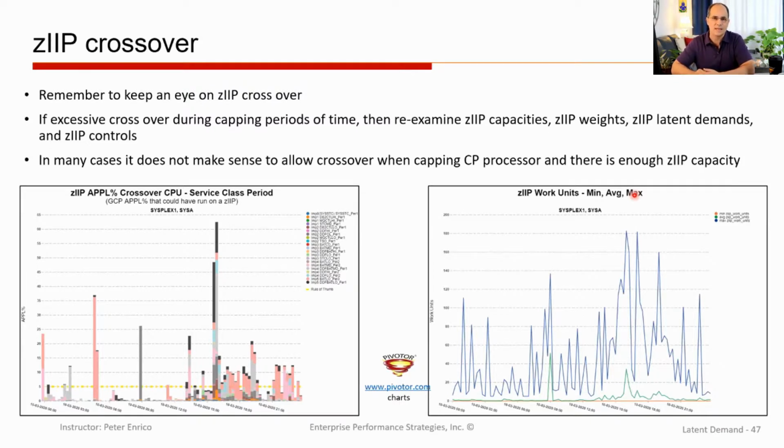So the point is, in terms of looking at latent demand, you also want to understand if I have latent demand, is it being affected by the fact that I have work that could have run in the zip engine, didn't run in the zip engine because of crossover, and the reason I have as much latent demand as I have is because of crossover activity.